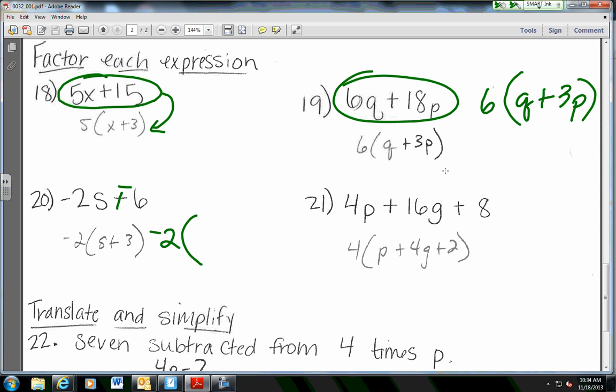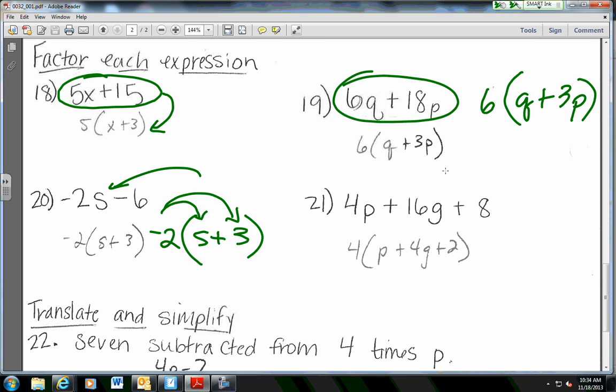Then you say, all right, negative 2 times what will give me negative 2s? That'd be positive s. Negative 2 times positive 1s would be negative 2s. And then negative 2 times what will give you negative 6, and that'd be a positive 3, so plus 3. So as you can see, if we take your answer on all of these that we did, if we distributed them out like we did above, you would get what the original problem was. And that's the idea.